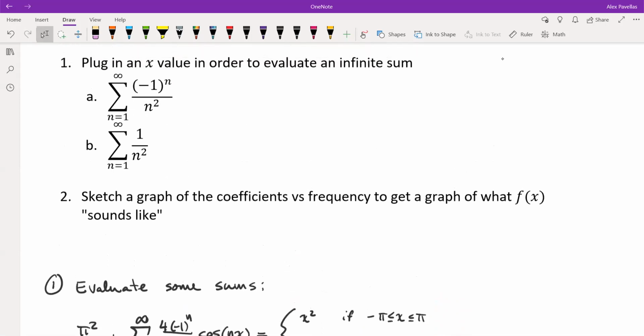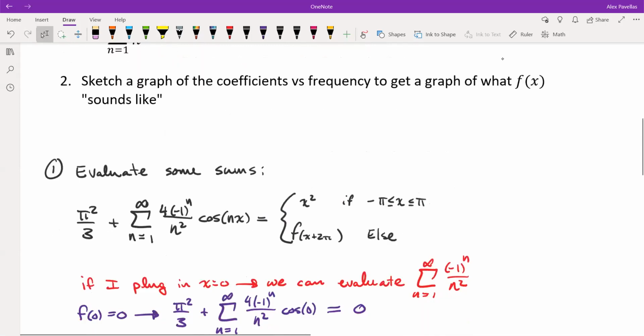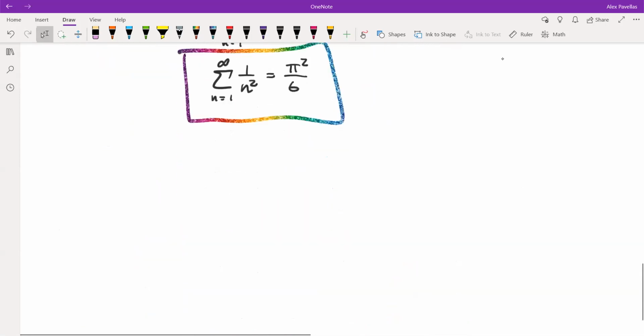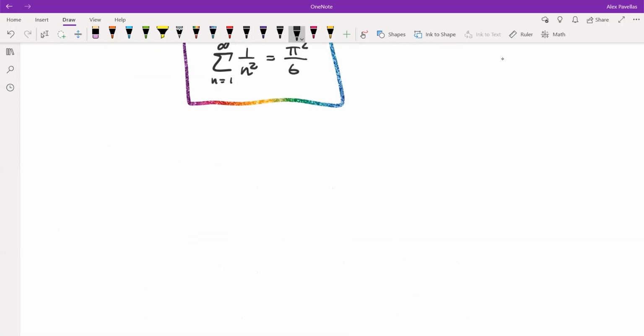This is a sketch of a graph of the coefficients versus frequency. This is a very mysterious thing. If you read this before you watched the video and said, "What do you mean? What does f of x sound like?" it's probably hugely confusing, but I promise it will make sense after I explain it. So, what does f of x sound like? What do I mean by this?